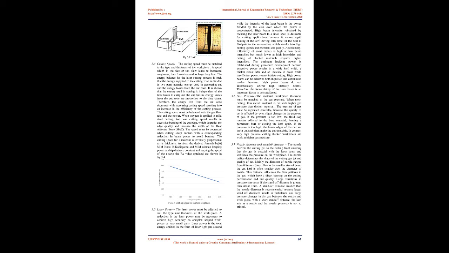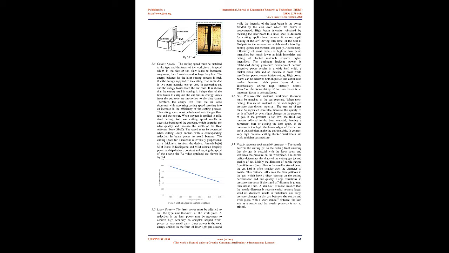When oxygen is applied in mild steel cutting, too low a cutting speed results in excessive burning of the cut edge, which degrades the edge quality and increases the width of the heat affected zone, HAZ. The speed must be decreased when cutting sharp corners, with a corresponding reduction in beam power to avoid burning. The cutting speed for a material is inversely proportional to its thickness. From the derived formula, keeping power and tip distance constant and varying the speed of the nozzle, the Ra values obtained are shown in figure 3.4.